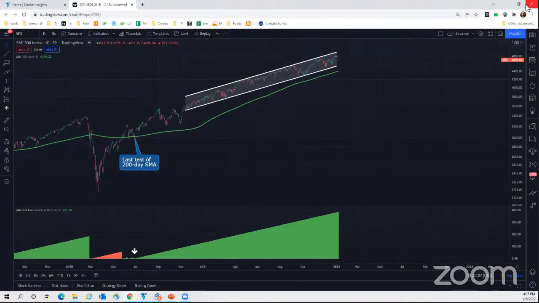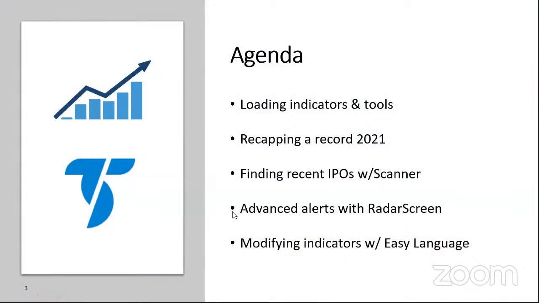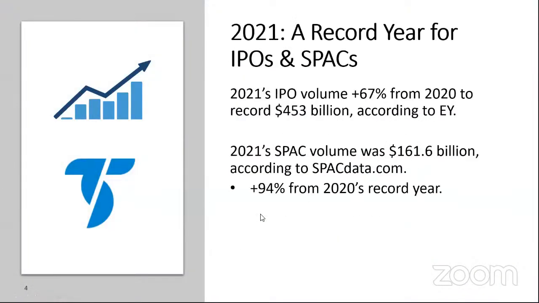All right. So now as we return to the IPO material I wanted to discuss, it was a record year for IPO volume. We basically had volume up about 67% from the previous year. According to EY, which is Ernst & Young, the SPAC volume was absolutely through the roof above 2020. That was also a record year. So it was a huge year of supply, and I think we all know that.